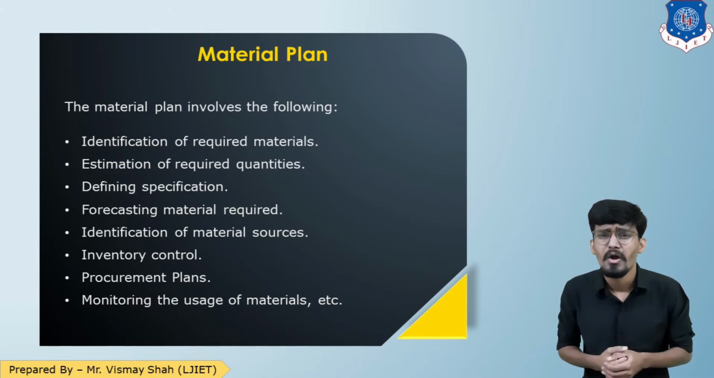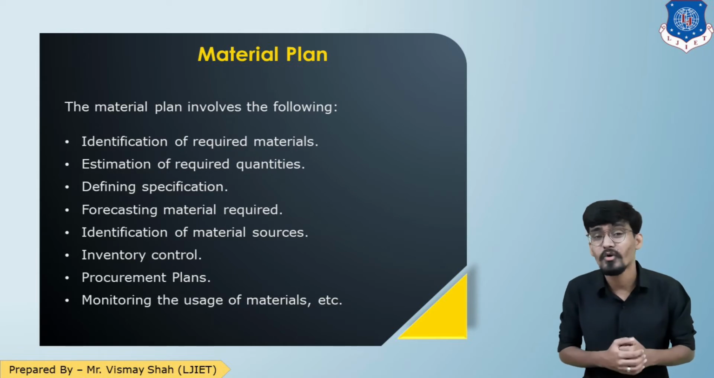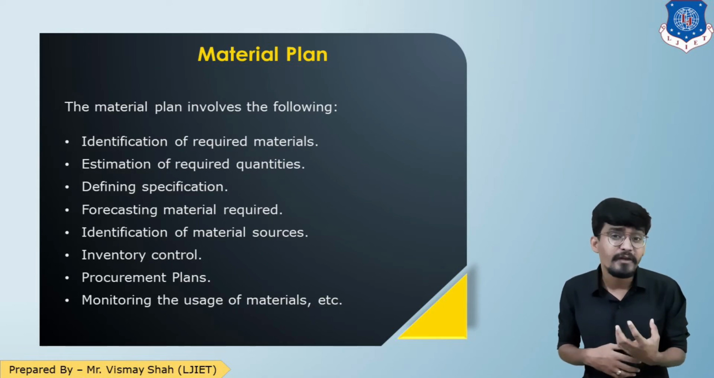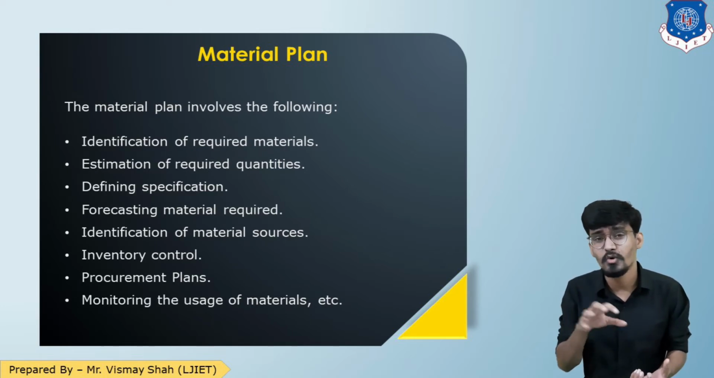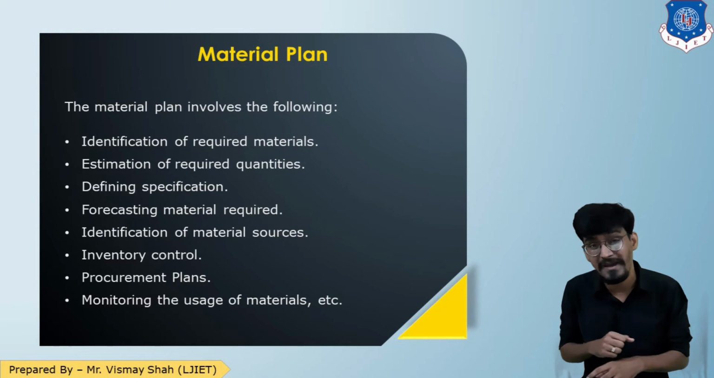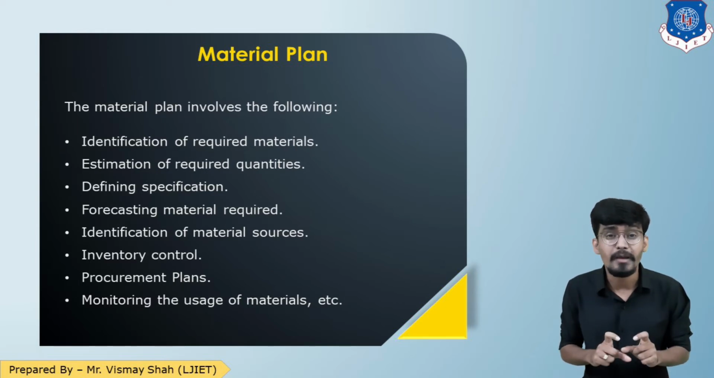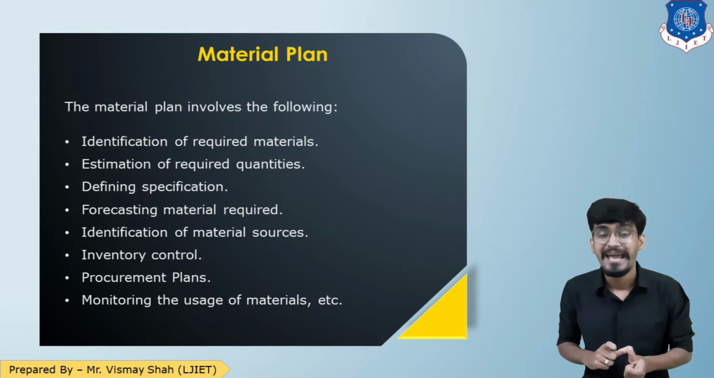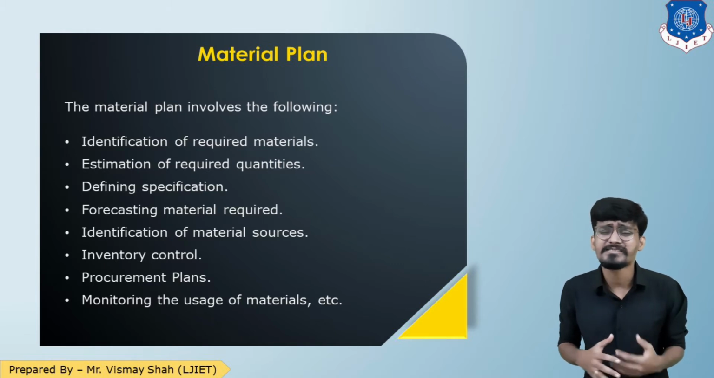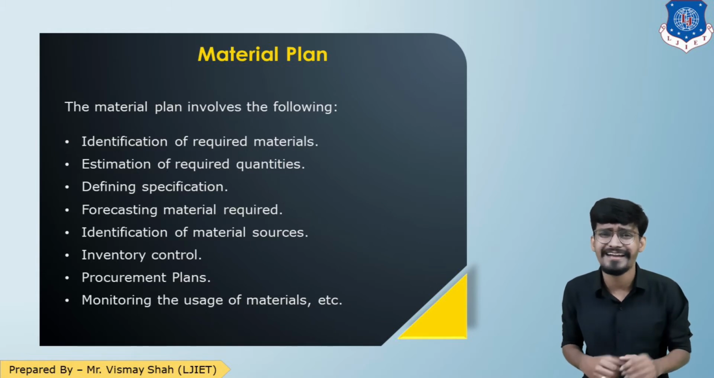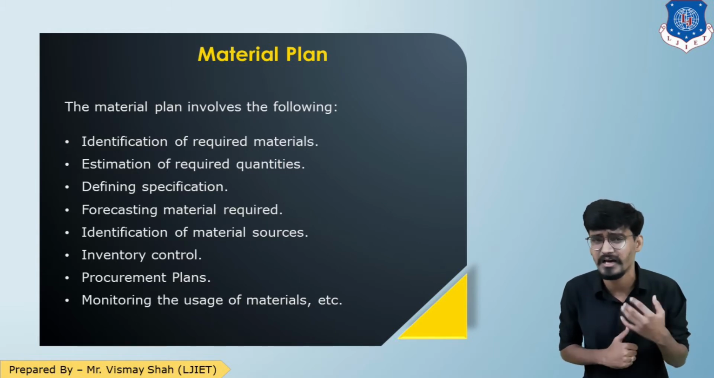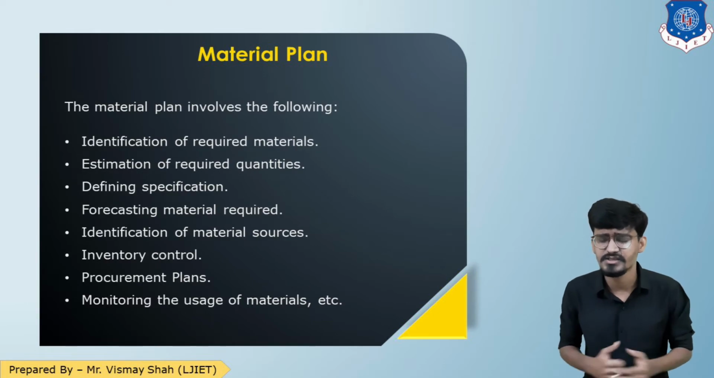The next is procurement plans. How are you going to procure? If your project requires 5 lakh bricks, is it okay to purchase them, or is it okay to purchase from a brick manufacturing plant itself? So what are the procurement plans? What are the terms and conditions for the payments? And the last is monitoring of the usage of materials. So these are the steps involved in the material plan. Very easy, very basic. We are going to learn construction material management in the lecture series of this construction management.